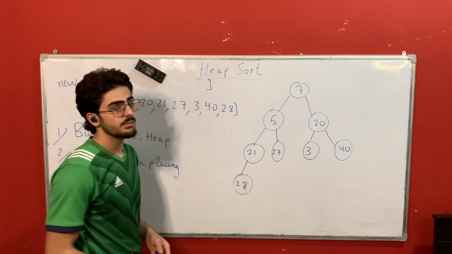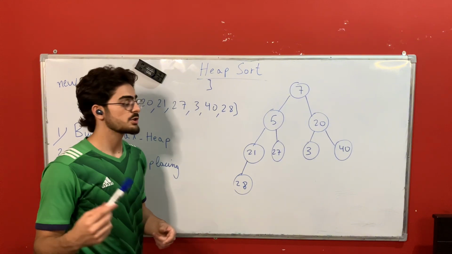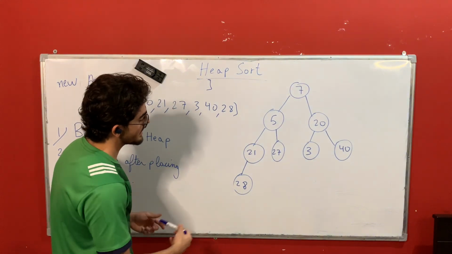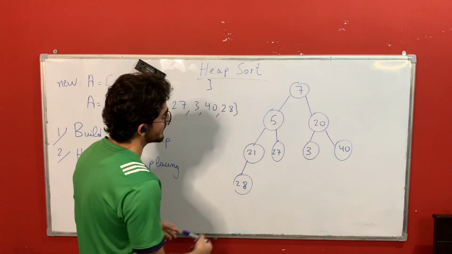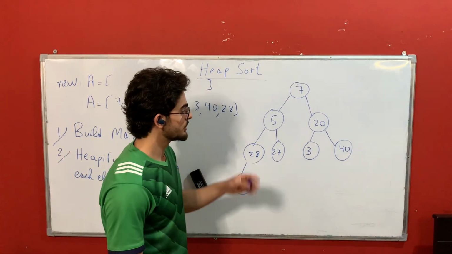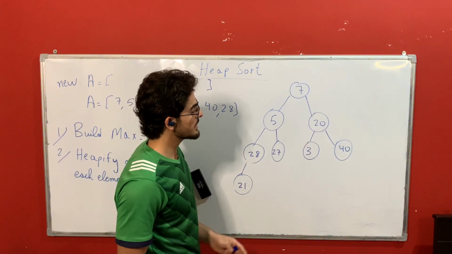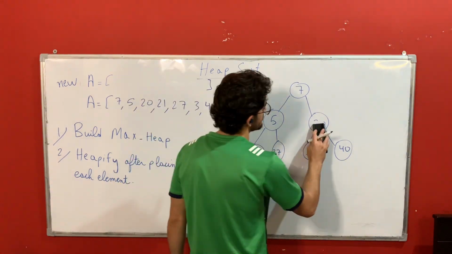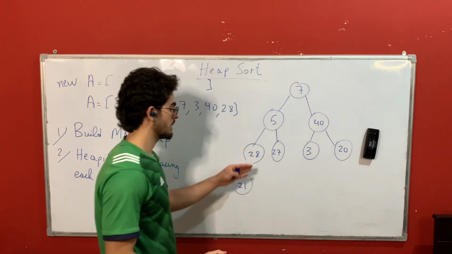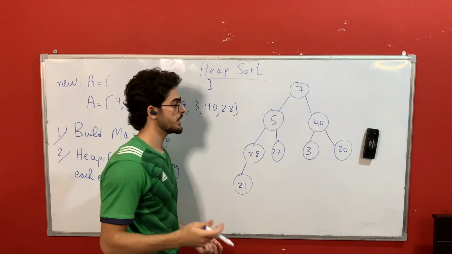If the parent element is smaller than its children, we swap the child with its parent. For example, here 21 is less than 28, so we swap them. We continue iterating to 20. 40 is greater than 20, so we swap them. Now, 28 is greater than 5, so we swap 28 with 5.